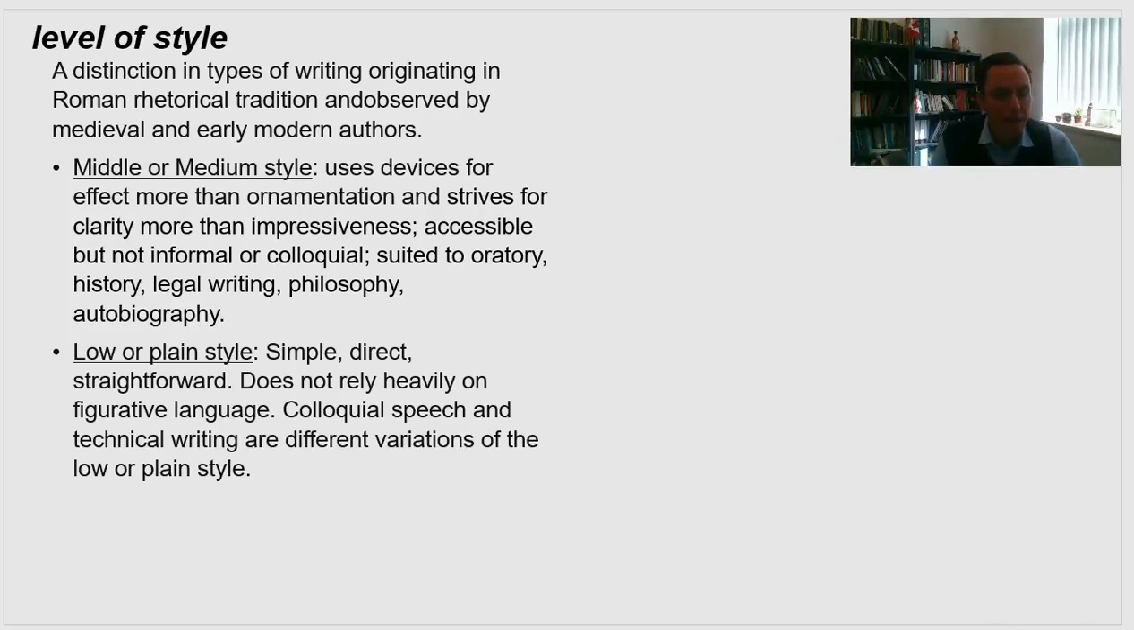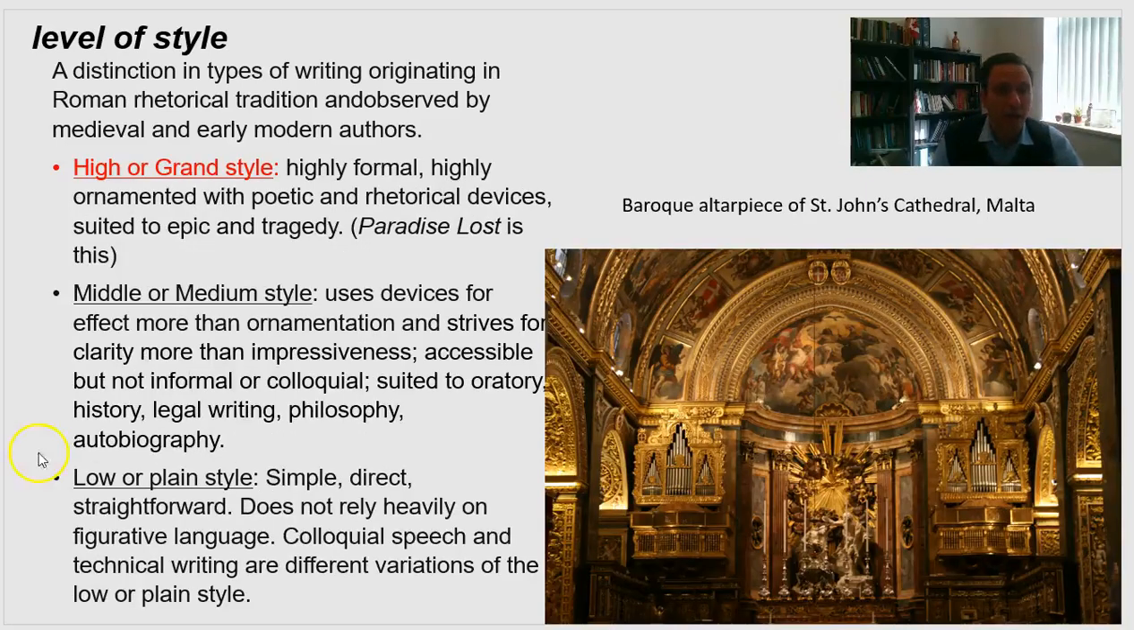And then finally, and this is the important one for what we're talking about here, the high or grand style, which is highly formal, highly ornamented with poetic and rhetorical devices, suited to epic and tragedy. Paradise Lost is of the higher grand style. And what I've included here, again, is an image. This is a Baroque altarpiece from St. John's Cathedral in Malta, and it's roughly contemporaneous with Milton's poem, and it is an example of Baroque style, right?